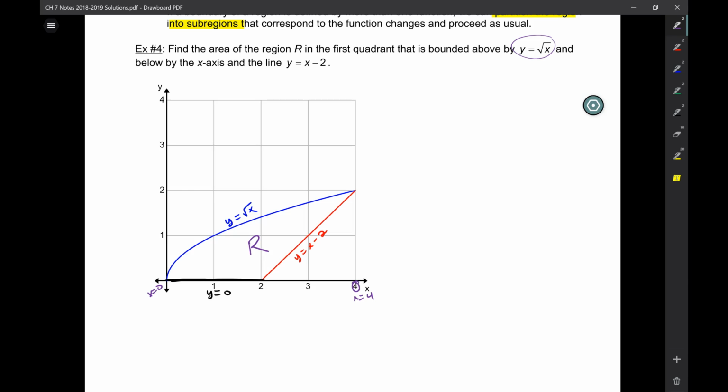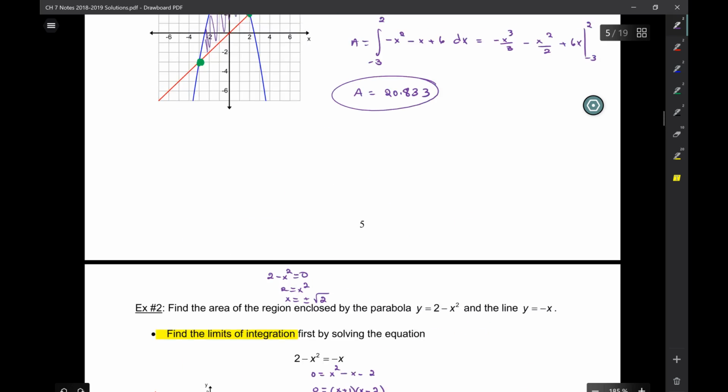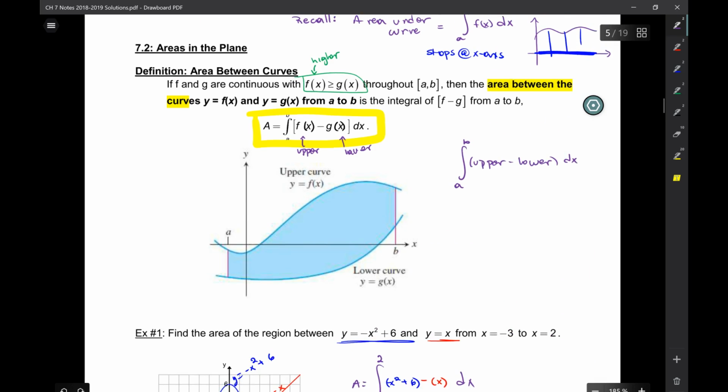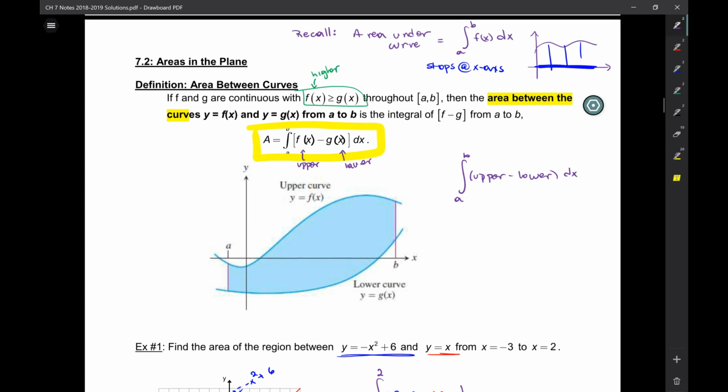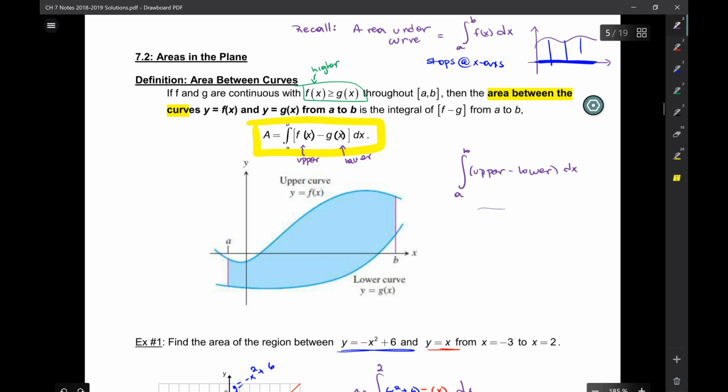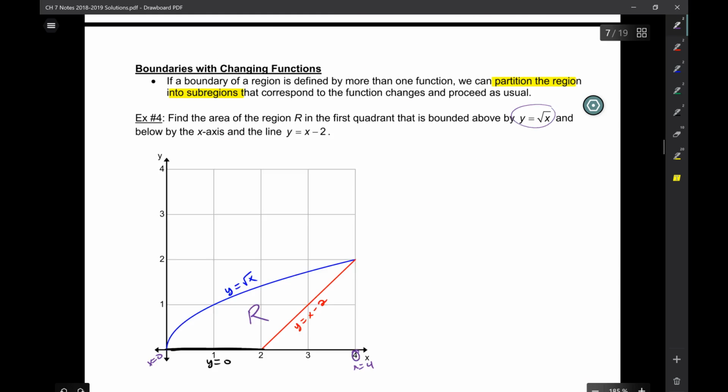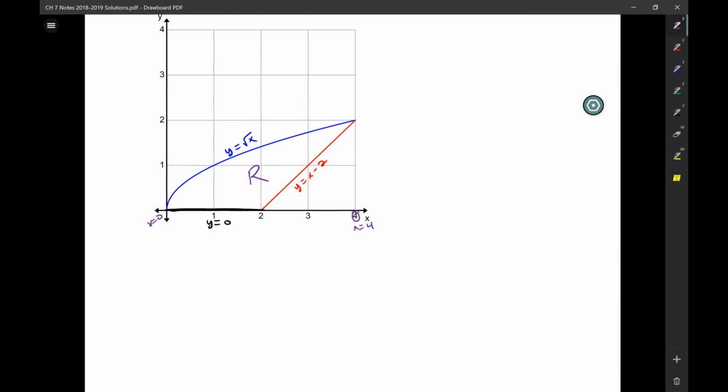But what's the lower function? Remember how we were doing upper minus lower? And I said to remember that terminology, upper minus lower. So here, upper is y equals root x, but lower, it's y equals 0, and then it switches to that one. So you need to create two regions, two integrals, all right? Right around here, the regions are separated.